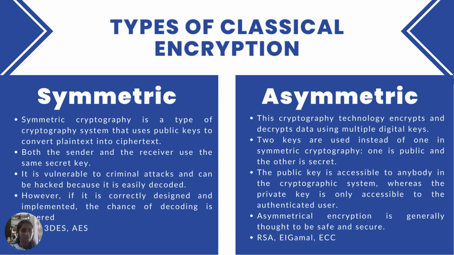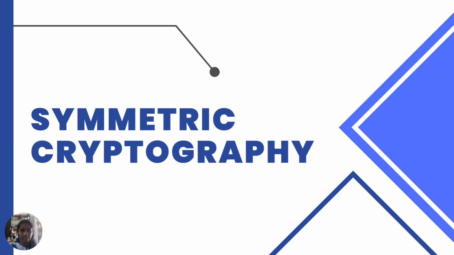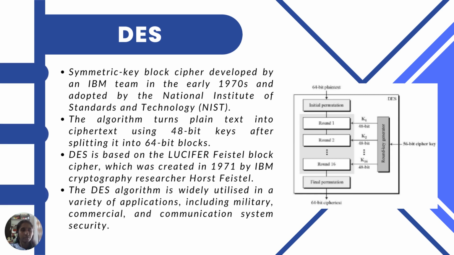There are three types of symmetric: DES, Triple DES, and AES. Asymmetric is a technology that encrypts and decrypts data using multiple digital keys. Two keys are used, one public key and the other private key. The public key is accessible to anybody, whereas the private key is only accessible to the authenticated user. It is thought to be safe and secure. There are three types of asymmetric: RSA, ElGamal, and ECC.